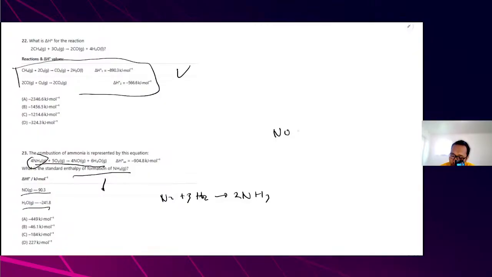It will be, because this one is 1, so we need to times 4. Okay, 9 and 3 times 4. Okay, so for this one, the delta H formation is for N2 plus O2. It will be what? 2 NO. Okay, 2 NO.